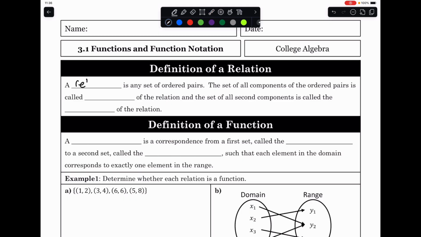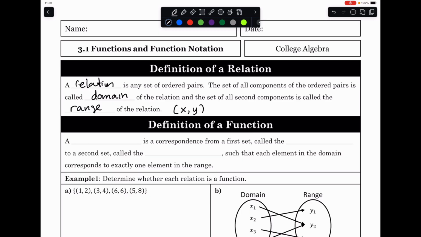A relation is a correspondence of a set of ordered pairs. The set of all first components of the ordered pair is referred to as the domain of the relation, and the set of all second components is referred to as the range of the relation. Now, normally we think about this as an ordered pair, as this value of x and y, but it could be anything right there, anything that we're pairing up together.